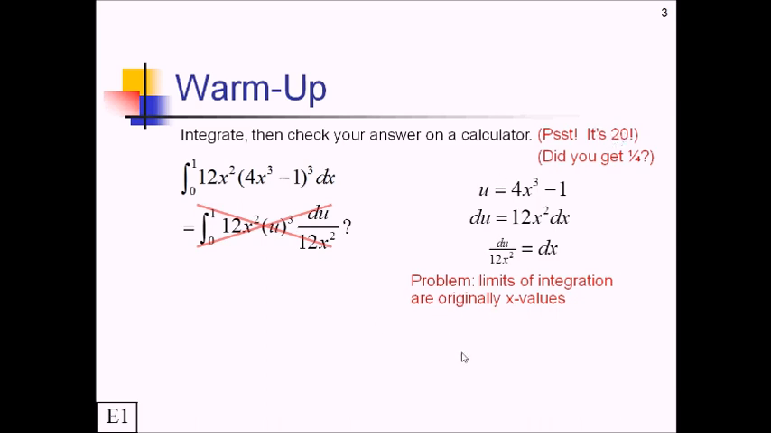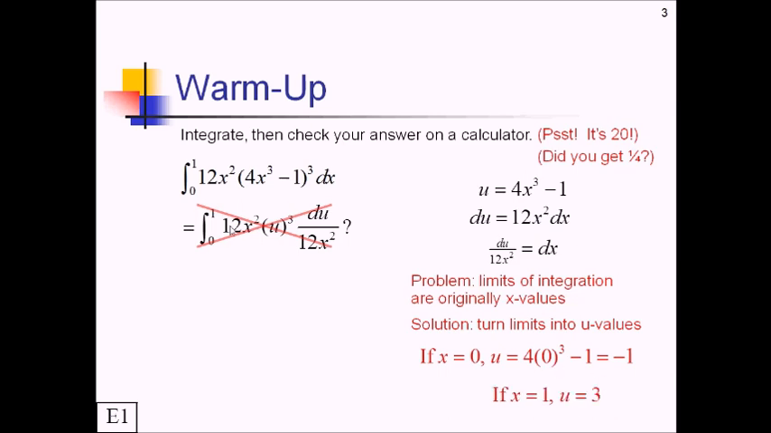Another way to do this a little bit faster is to turn your limits of integration into u values. So if I have an x value of 0, well, I have an equation up here that tells me what u is if I know what x is. So u then would be 4 times 0 cubed minus 1, which is to say u would just be negative 1. Now, what if your x value is 1? Well, then you've got 4 times 1 cubed minus 1, which comes out to a u value of 3. So I am going to write most of what I had here, but instead of writing the 0 and the 1, I'm going to write negative 1 and 3 for my limits of integration.